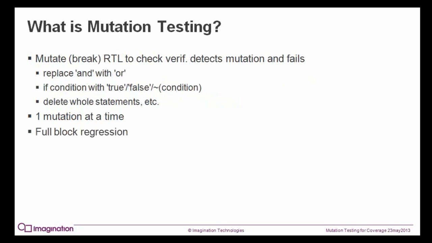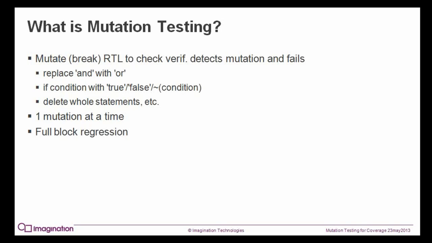Somebody else has just mentioned this in another slide, but I will quickly go through what I mean by mutation testing. Basically, you're mutating, you're breaking your RTL. So you go through the whole RTL, and where you see things like an AND, you replace that with an OR. If you have an if condition, you replace that with always being true, or always being false, or the opposite of the actual condition. Also, whole statements are deleted. There's lots and lots of different ways that you can mutate.